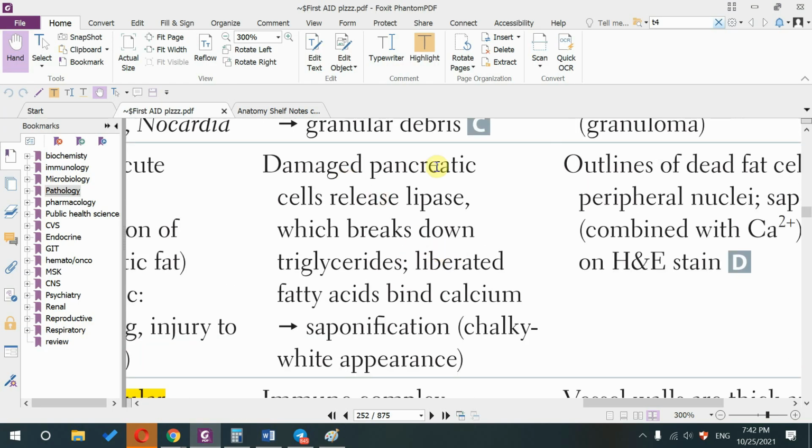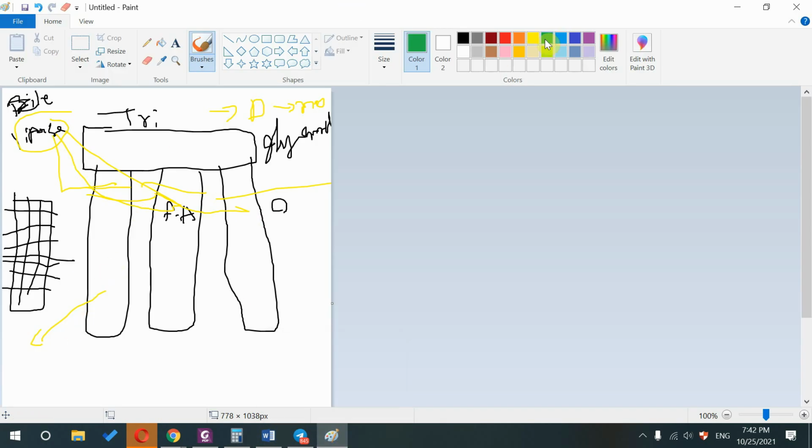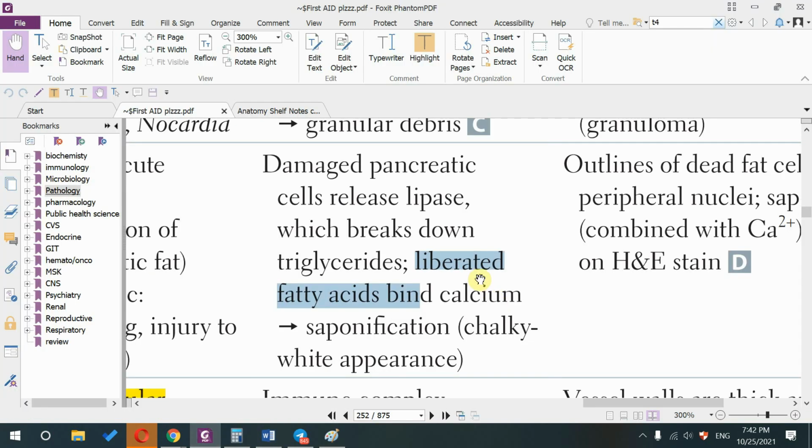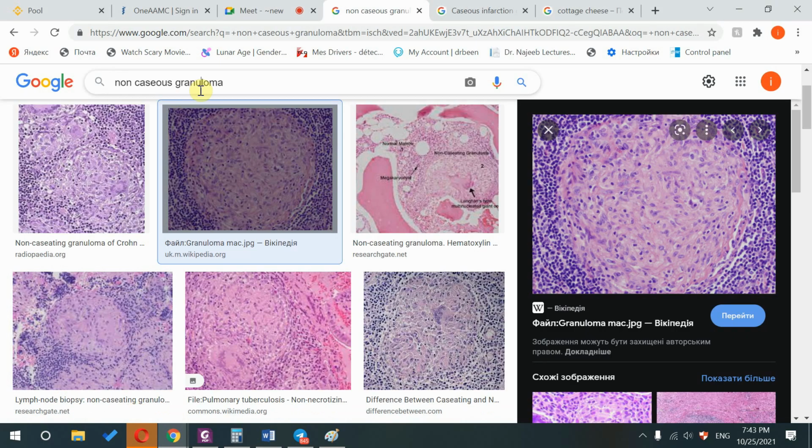So damaged pancreatic cells release lipase, which breaks down the triglyceride and liberates fatty acids, which we just spoke about, how they look. And the fatty acids that are liberated bind to whom? Calcium. And I'm drawing calcium in blue. You will know after one second why I made it blue. So they start binding to calcium and they lead to the saponification process, basically making soap. Chalky white appearance.